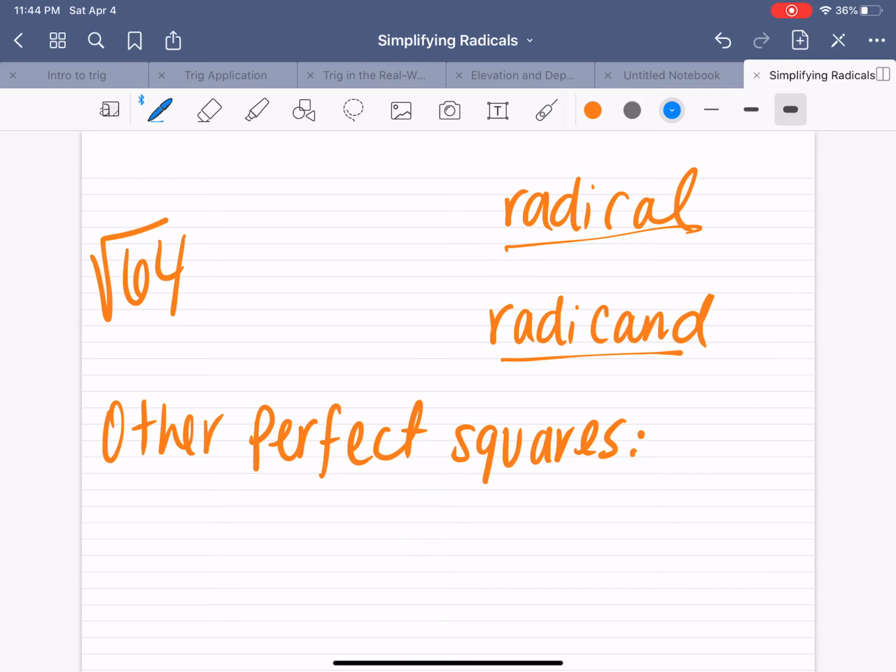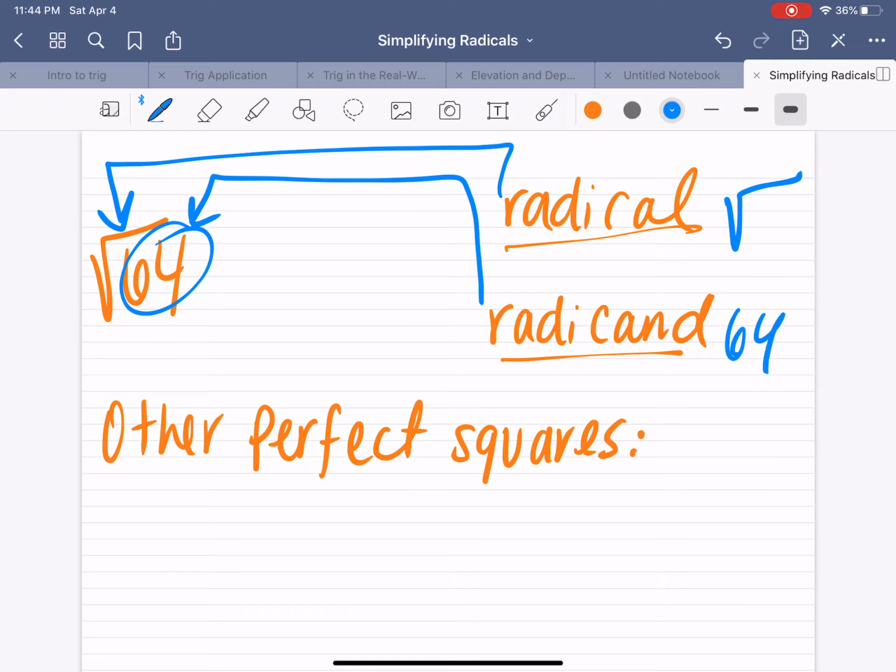So in this example, square root of 64, the first thing you have to know is that the square root is also known as the radical. So the radical is the symbol for square root. Now the radicand. The radicand is the number inside the square root. So the radicand here is 64.